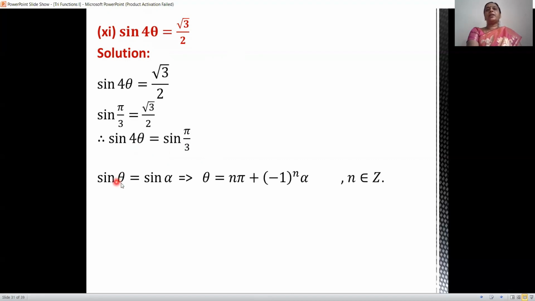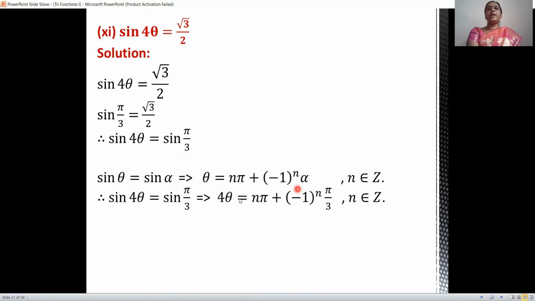Now, if the function is of the type sin theta is equal to sin alpha, then the general solution will be theta is equal to n pi plus minus 1 raised to n into alpha, where n belongs to Z. Now, what is theta here? Here theta is 4 theta. Therefore, in this formula, you replace theta by 4 theta here and here also. And alpha is pi by 3. We will get sin 4 theta is equal to sin pi by 3, which implies the general solution will be 4 theta is equal to n pi plus minus 1 raised to n pi by 3, n belongs to Z.